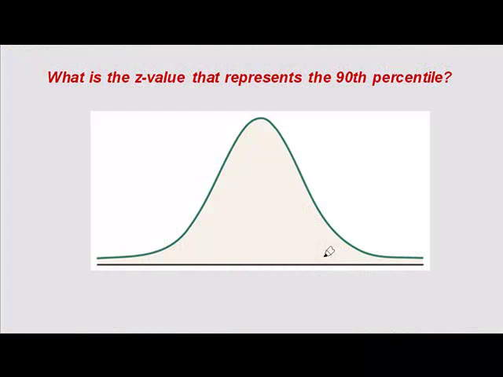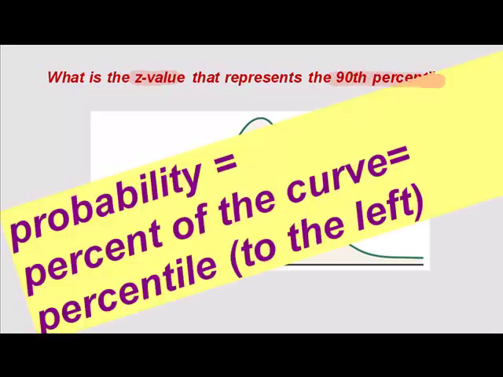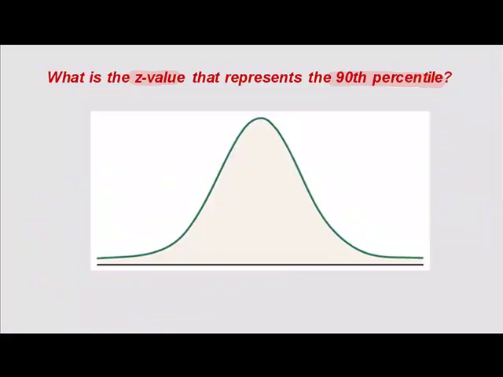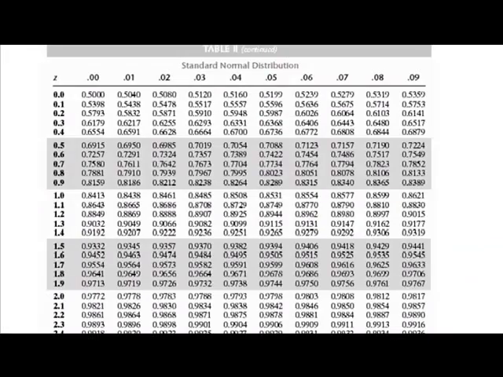So if I ask you, what is the z-value that represents the 90th percentile? Remember, probability equals percent of the curve equals percentiles when we're talking about values to the left of the z-score. So we go to our chart and we attempt to find 90%.